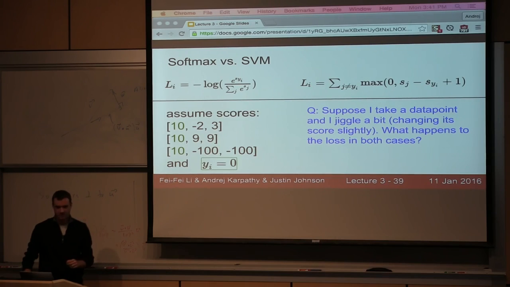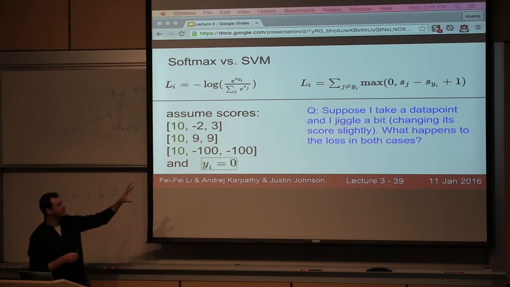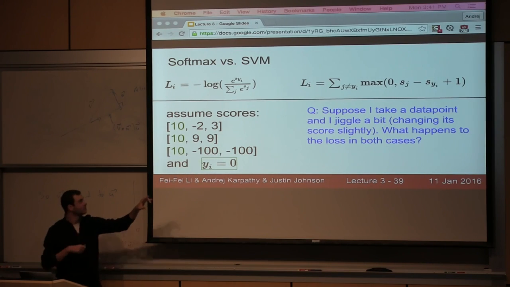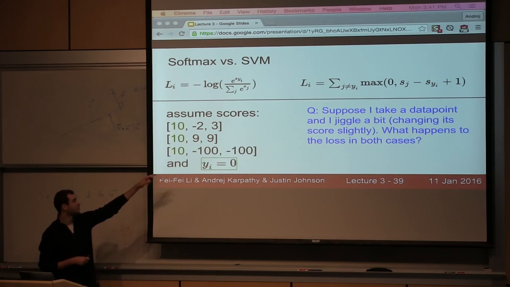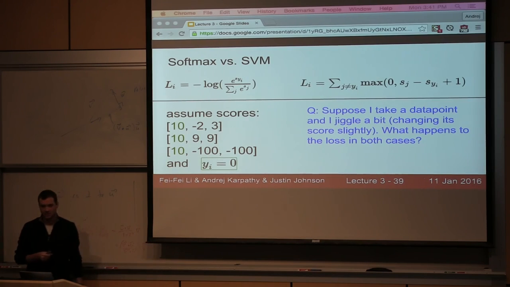Like increases and decreases depending on what direction you move it. So they increase and decrease as I wiggle this data point around. Do they both increase or decrease for the third data point, for example?